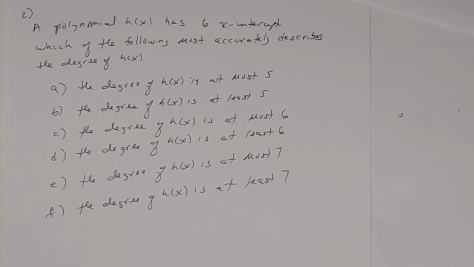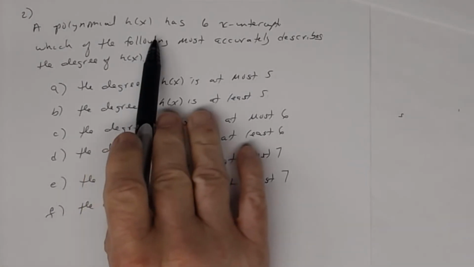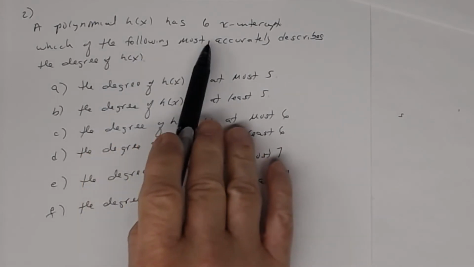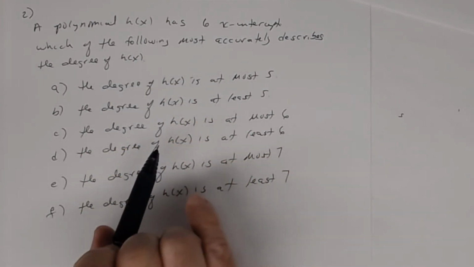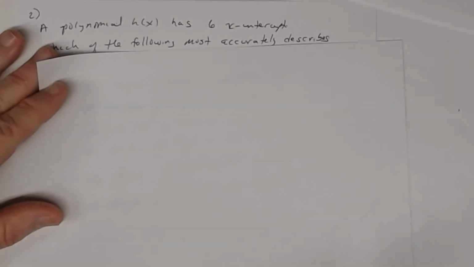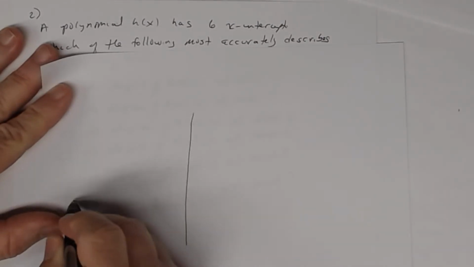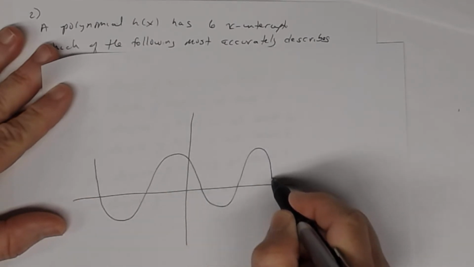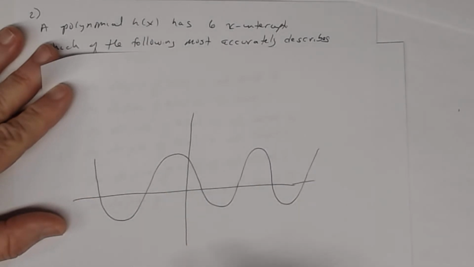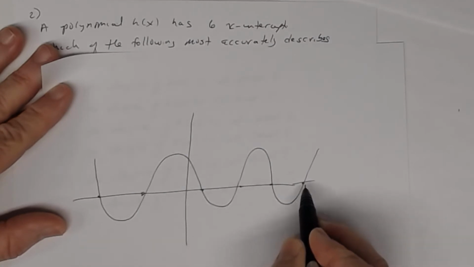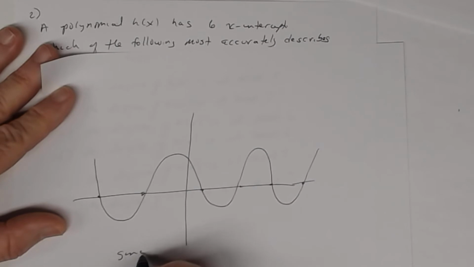All right, so in number two, it says a polynomial h of x has 6 x-intercepts. So you're told it has 6. Which of the following must accurately describe the degree of h of x? So it has 6 x-intercepts, right? So meaning it could look like this. 1, 2, 3, 4, 5, 6. Okay? So 6 x-intercepts.